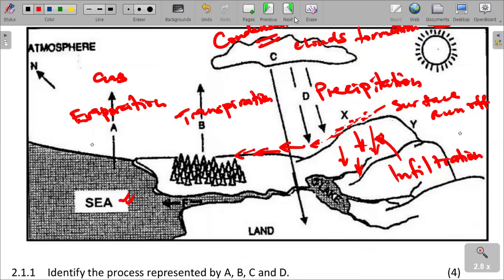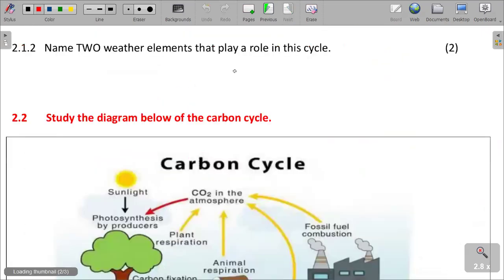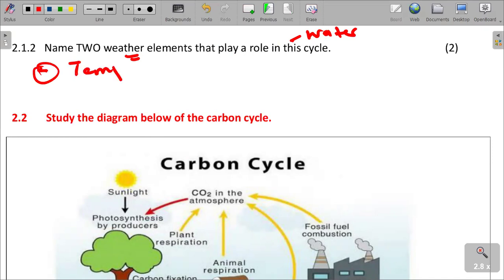So let's get the next question. The next question is saying, name two weather elements that play a role in this cycle. Weather elements that are responsible for the water cycle. We are talking about which cycle? The water cycle. What are those weather elements? We can talk about, one, temperature.